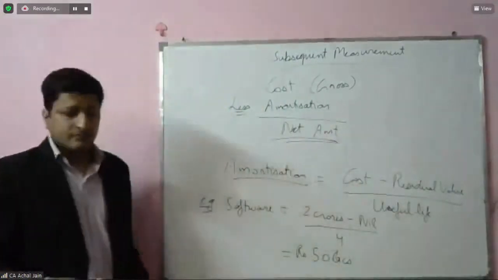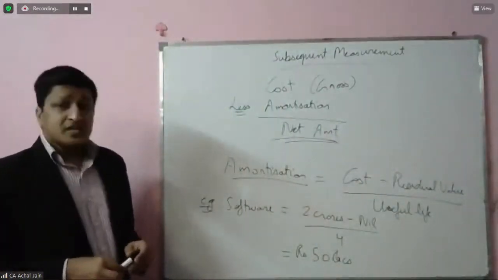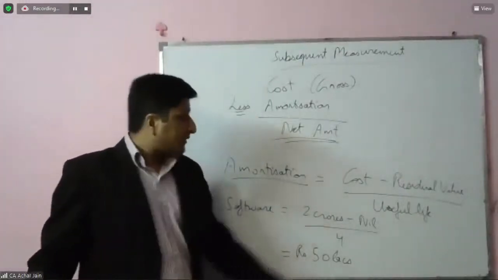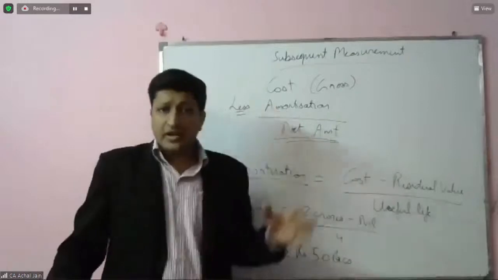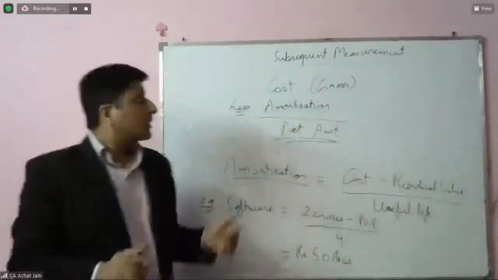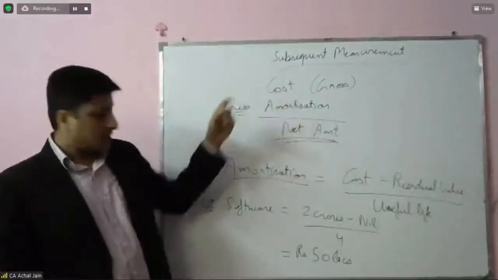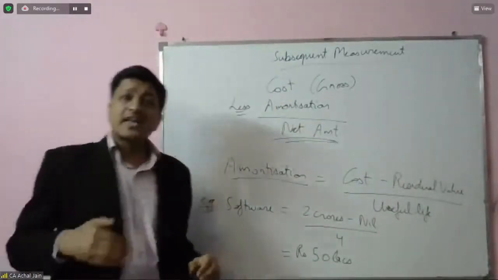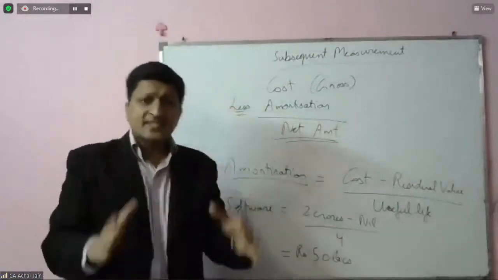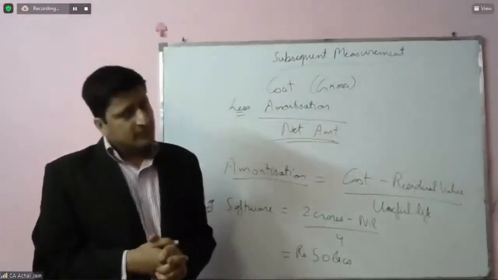Now, for this amortization, a couple of terms are important for us to understand. What is the residual value? Second is the useful life. Now, what is the useful life? Useful life is that life over which the intangible asset is expected to be used. This needs to be estimated by the management.